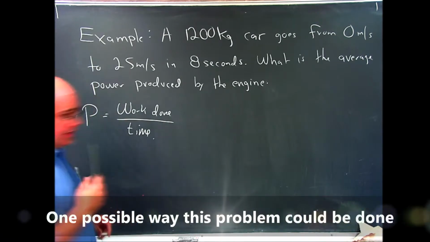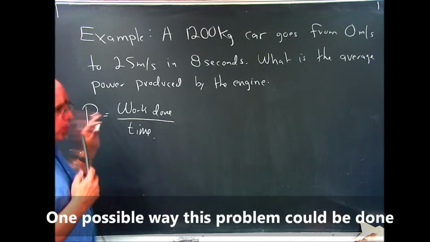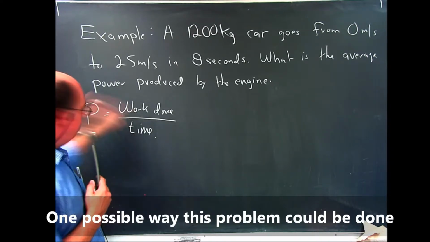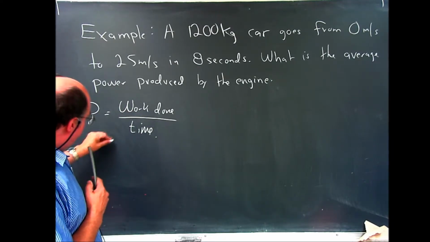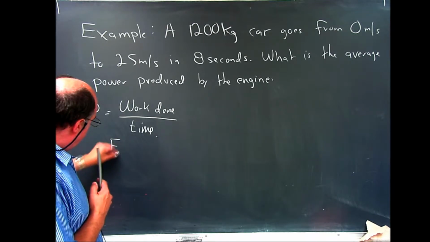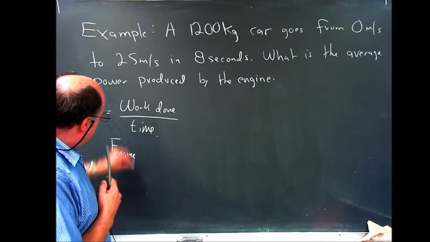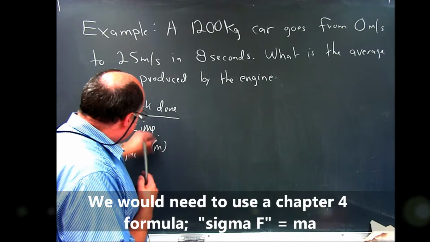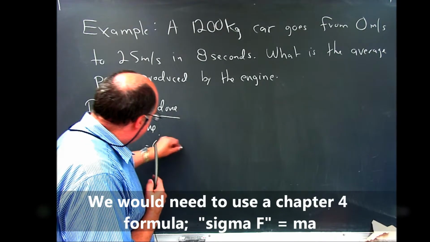Okay. Now that's one of the ways. So what do we need for this one? Well, work is a formula that says force times the distance. So we would need to find the force of the engine. And to find that, we know the mass, we need to know the acceleration.